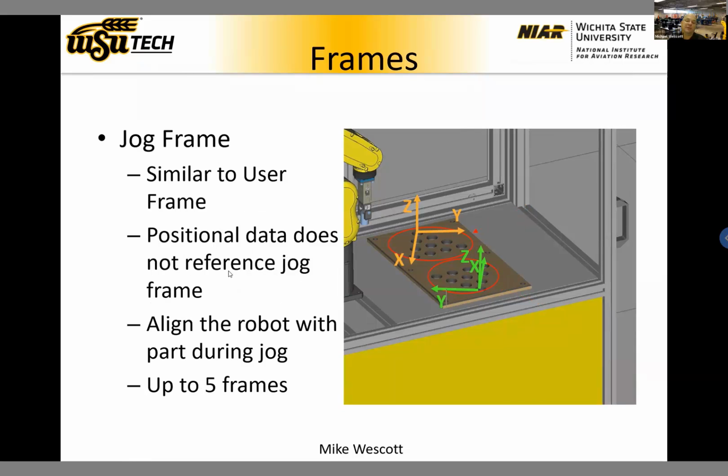A jog frame is a similar concept to a user frame, only positional data does not reference a jog frame, which basically means that you cannot reference a jog frame within a program. It's used to help line up with objects, so you can line up a jog frame to be able to jog along the object better when you're doing all your different moves while creating your program. There are up to 5 different jog frames. You cannot expand them. There's only 5.